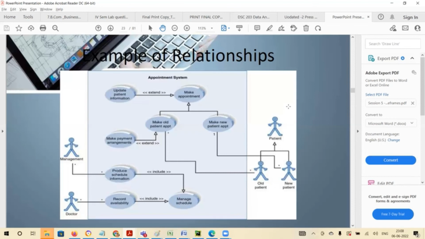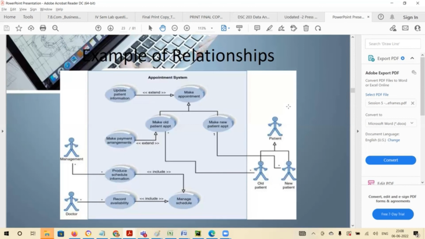So make appointment is the parent, and these two child use cases belong to the same, right? So it becomes generalization. Now make appointment will sometimes call update patient information, not always. So you have extend there. So patient is calling the hospital system and booking an appointment. Then management wants to know what is the schedule for today. How many hours doctors are busy, which room is busy, so they want to know the schedule information. So it will produce schedule information.